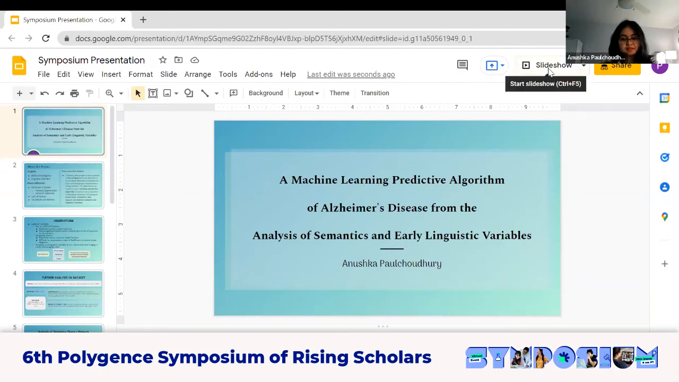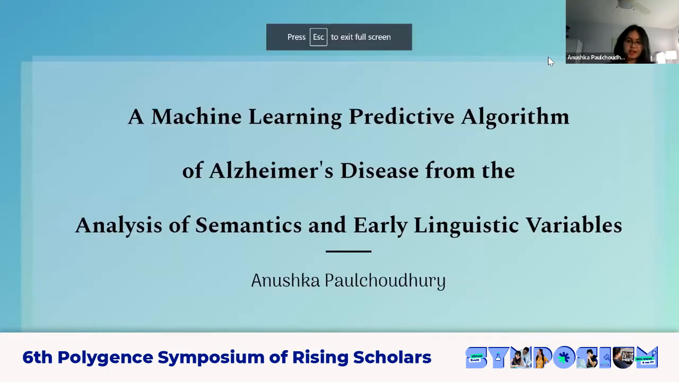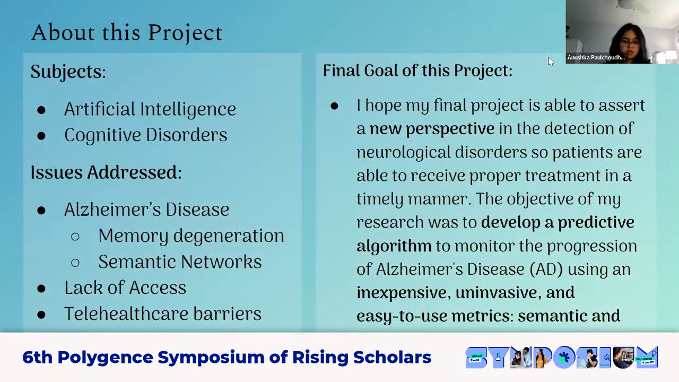So, hi everyone, thank you for joining me today. I will be talking about my project, a machine learning predictive algorithm of Alzheimer's disease from the analysis of semantics and early linguistic variables. The topic I was interested in researching is a brain-machine juncture between artificial intelligence and cognitive disorders. I hope to understand how artificial intelligence can help with the diagnosis of neurobiological diseases before they can be clinically detected. A more specific area I hope to pursue is how language processing is affected by neurological diseases and how artificial intelligence can assist patients who suffer from diseases such as dementia, specifically Alzheimer's disease, and the memory degeneration and semantic networks associated with it.